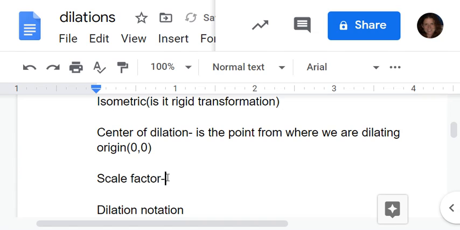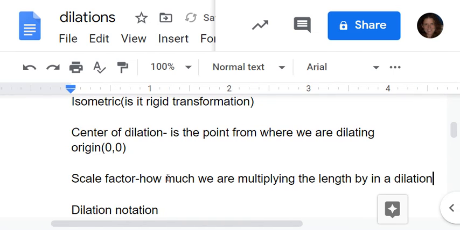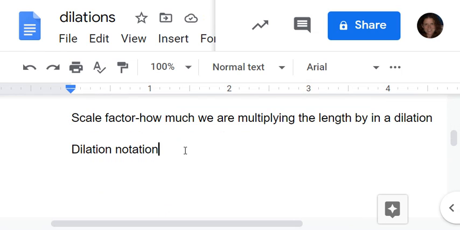Scale factor is how much we are multiplying the length by. We're really looking at length there in a dilation. That scale factor is important. And again, dilation notation is always like S of something. I can just say K. If it would be S of 3, 3 is the scale factor.